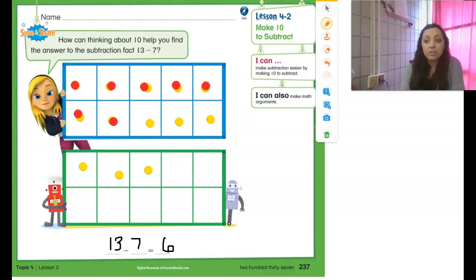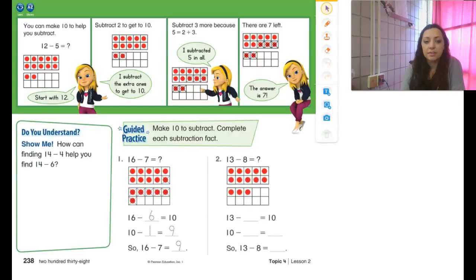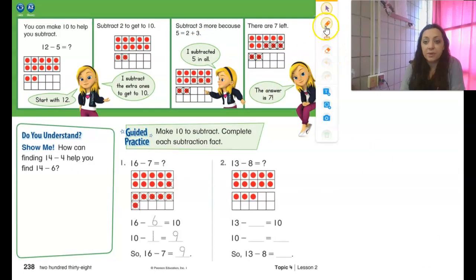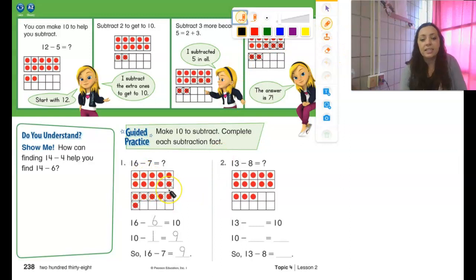Okay, I know that seems kind of tricky, but basically we're using that 10 frame to help us subtract. All right, let's look. Up here, remember this is what we just did. Down at the bottom, it says I had 16 and I took away 7.